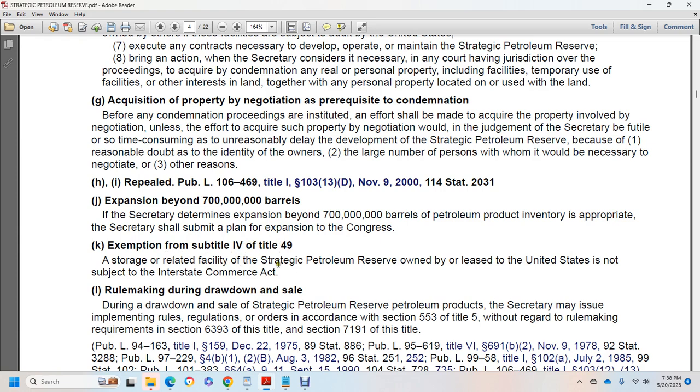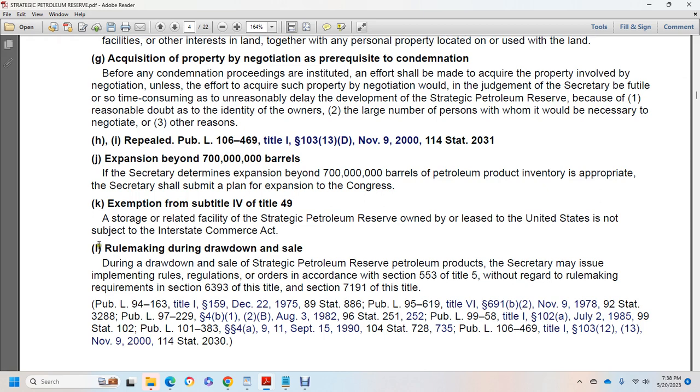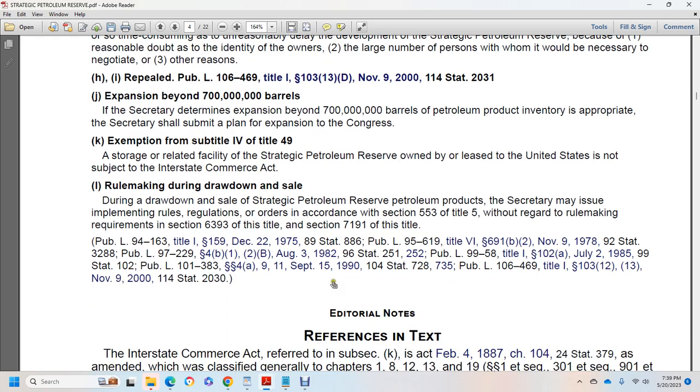A storage-related facility of the Strategic Petroleum Reserve owned or leased by the United States is not subject to the Interstate Commerce Act. L. Rulemaking for a drawdown sale: during a drawdown sale of strategic petroleum products, the Secretary may issue implementing rules, regulations, and orders in accordance with section 553(a) of Title 5 without regard to rulemaking requirements, section 6393 of this title, and section 7191 of this title.